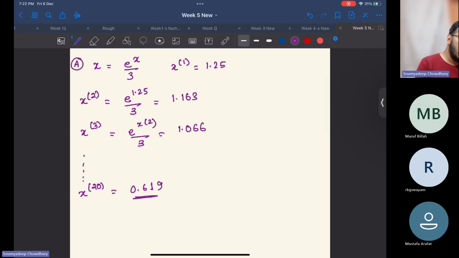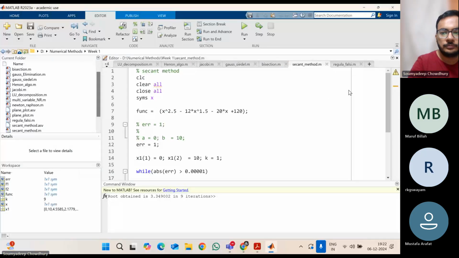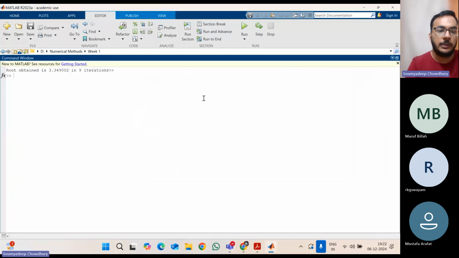Now if we just plot this function also, I'll show you in MATLAB, that is better. Is the MATLAB screen visible? Not yet, sir. Now? Yes, sir. Okay, I'll just do it in the command window only.